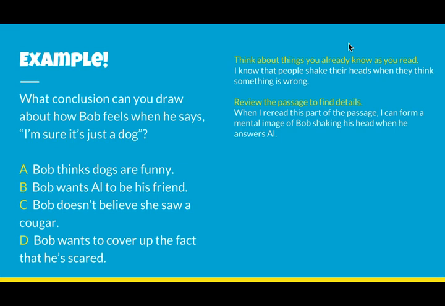So if we reread the passage, we can actually find these details. And then combine the details in the passage with what you already know, kind of like making an inference. Well, I can conclude that Bob believes the woman is wrong. So that means the answer would be C. Bob doesn't believe she saw a cougar.